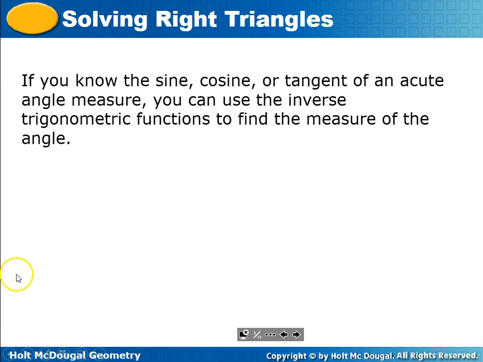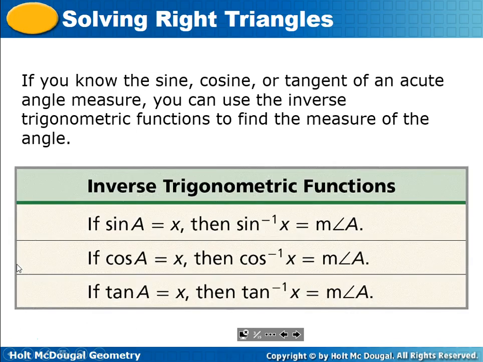If you know the sine, cosine, or tangent of an acute angle measure, you can use the inverse trigonometric functions to find the measure of the angle. I'm going to show you on your calculator where to find those inverses. The inverse of sine, the inverse of cosine, and the inverse of tangent each allow you to find the measure of an angle.